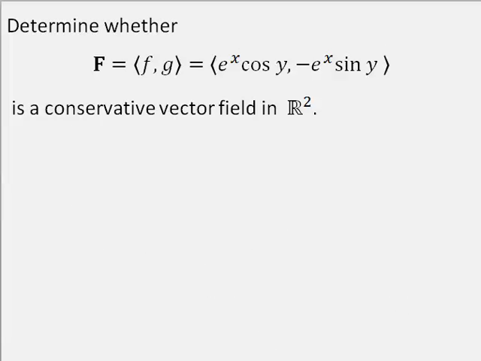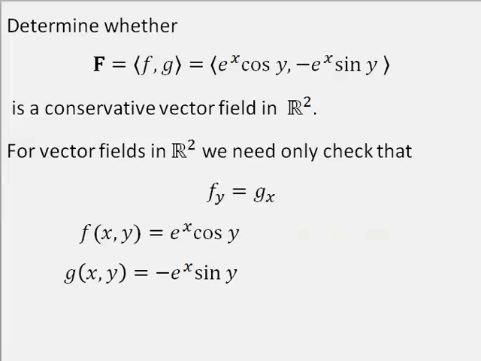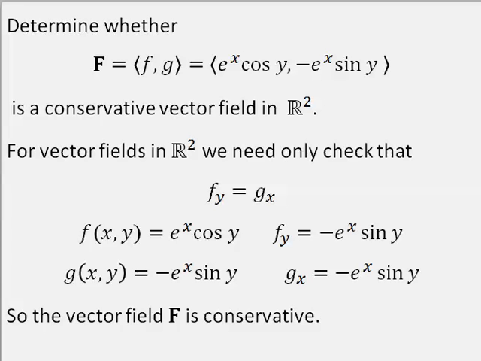Let's determine whether this vector field is a conservative vector field in 2-dimensional space. For a vector in 2-dimensional space to be conservative, we need only check that f partial y equals g partial x. Since f partial y does equal g partial x, we conclude that the vector field f is conservative.